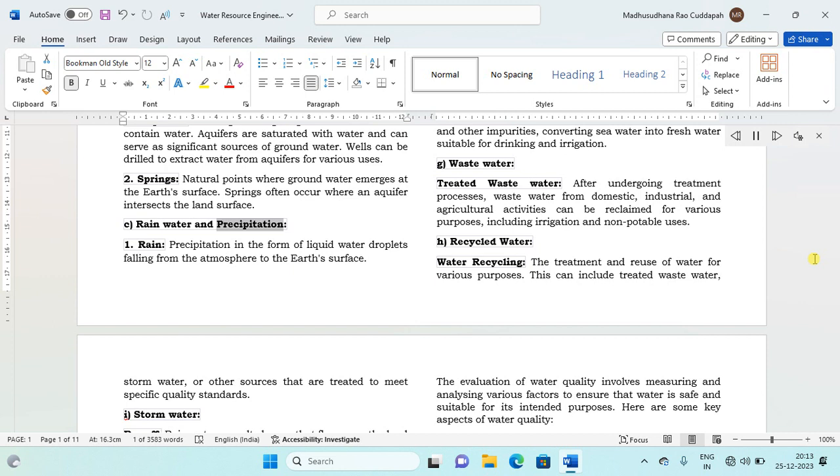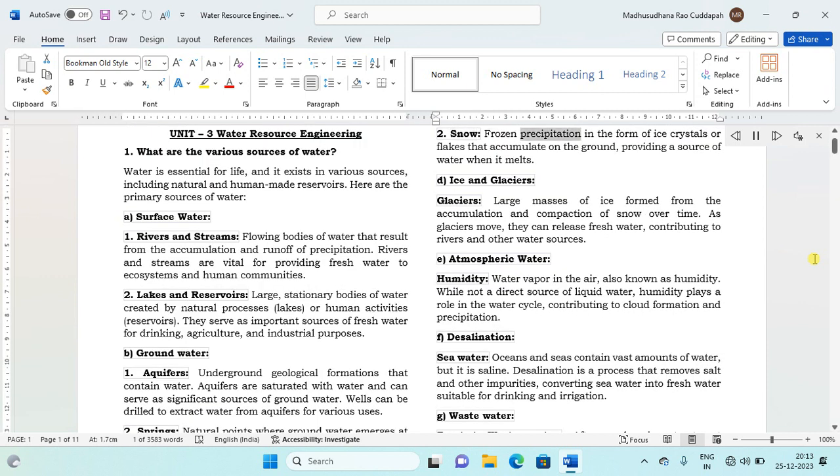C. Rainwater and precipitation. 1. Rain, precipitation in the form of liquid water droplets falling from the atmosphere to the Earth's surface. 2. Snow, frozen precipitation in the form of ice crystals or flakes that accumulate on the ground, providing a source of water when it melts. D. Ice and glaciers. Glaciers, large masses of ice formed from the accumulation and compaction of snow over time. As glaciers move, they can release fresh water, contributing to rivers and other water sources.